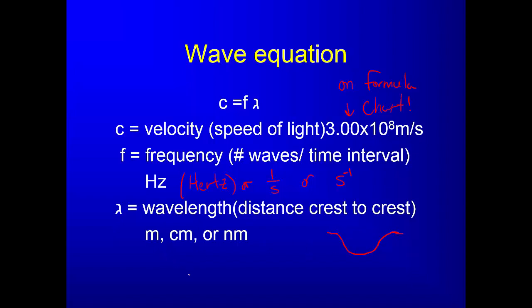You can typically see them in meters, centimeters, or nanometers. Remember, nano is 1 times 10 to the -9th, so there are 10 to the 9th nanometers in a meter. But to use the speed of light, you have to have it in meters to use your formula.